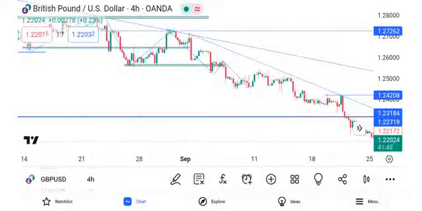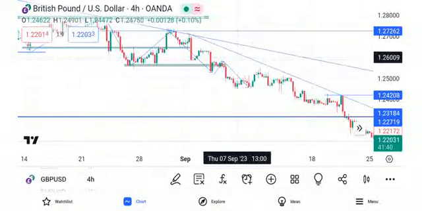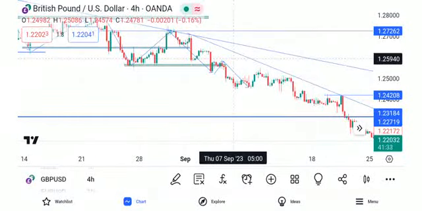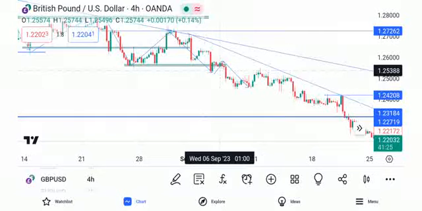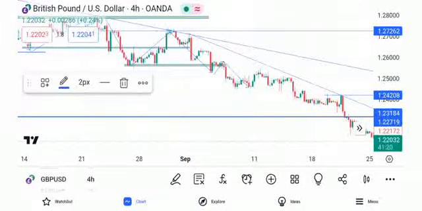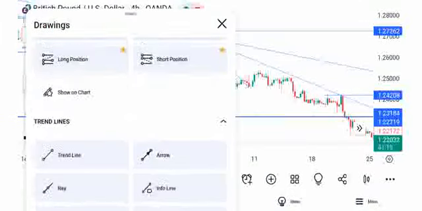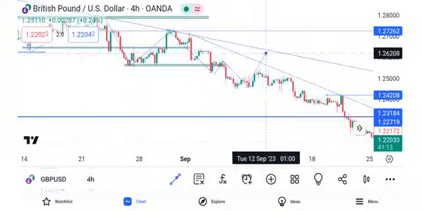Now, when it breaks this lower low here, then this lower high here is valid. So the market made a series of lower highs and lower lows, while an uptrend makes a series of higher highs and higher lows. Now, when the market broke this structure, this lower low here, then this lower high here has been valid. For the market to change direction, it has to break this lower high here.